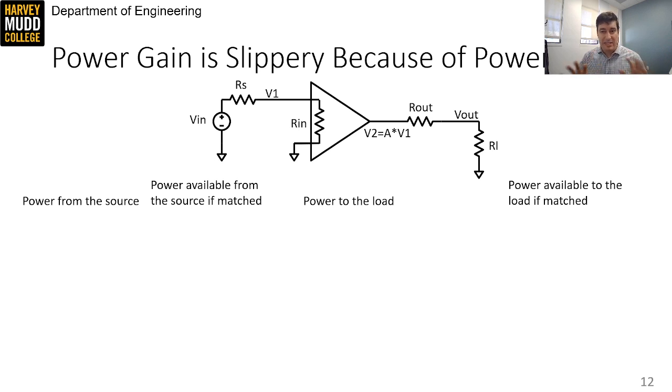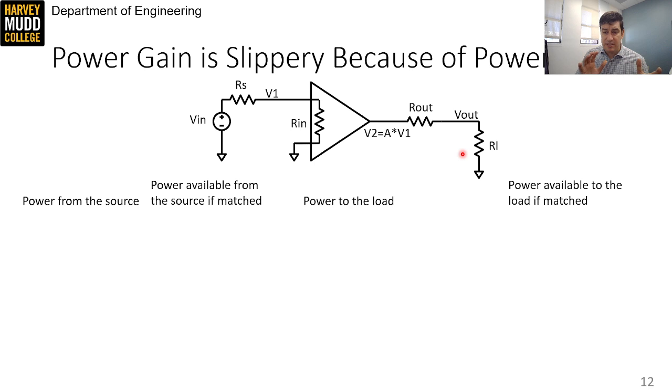However, we're going to hit a sticking point immediately as we try to calculate power gain. There are lots of ways we can define power. I've shown 4 options on this slide. The power that makes it into our network, so the power from the source, the power available from the source if Rin were matched, the power delivered to the load, and the power available to the load if it were matched to the output of the amplifier.